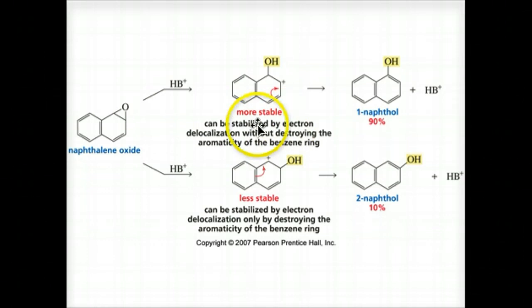And it's spelled out more, this is more stable, can be stabilized by electron delocalization without destroying the aromaticity of the benzene ring. There it is. Here, we're going to destroy the aromaticity of the benzene ring by this movement of the electrons away from the benzene ring.